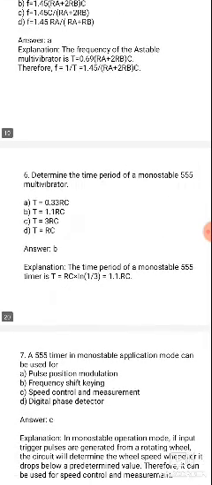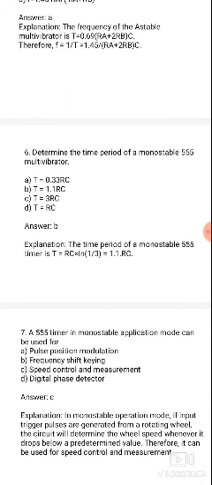Next, sixth question: determine the time period of a monostable 555 multivibrator. The total time period T is equal to: A is 0.33 RC, B is T equal to 1.1 RC, C is T equal to 3 into RC, D is T equal to RC.